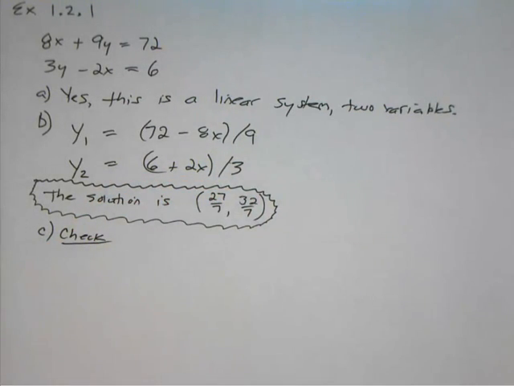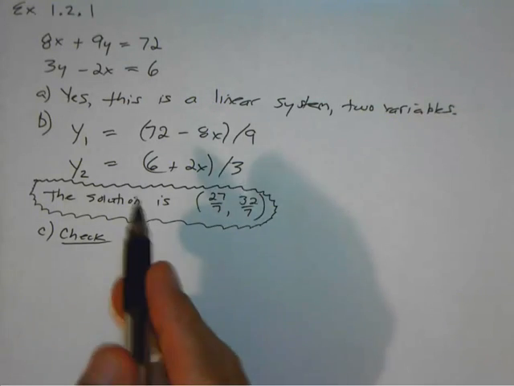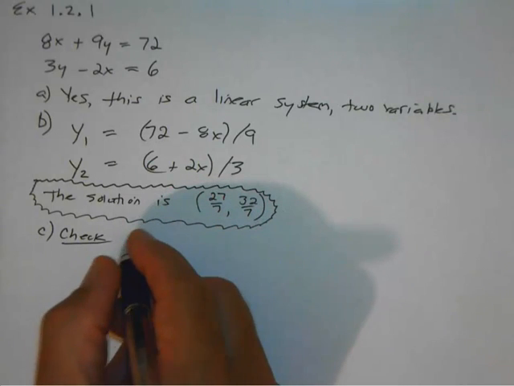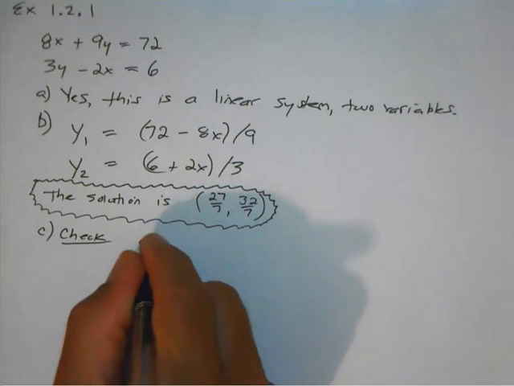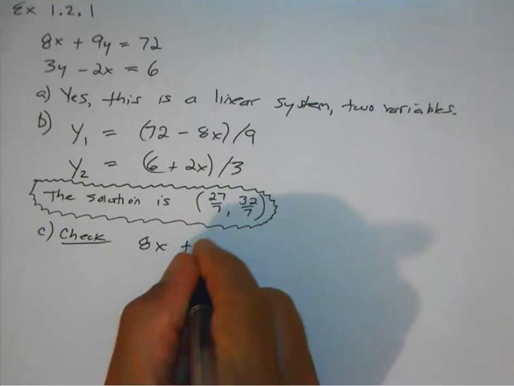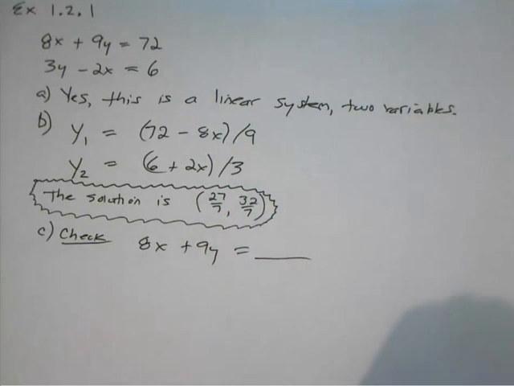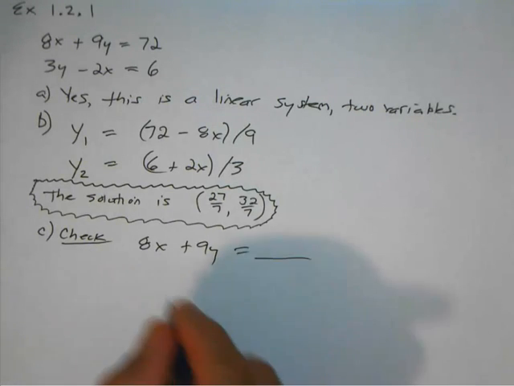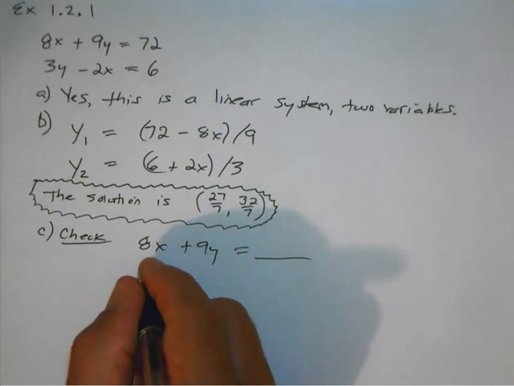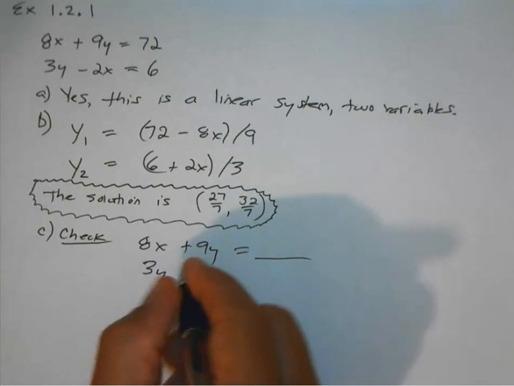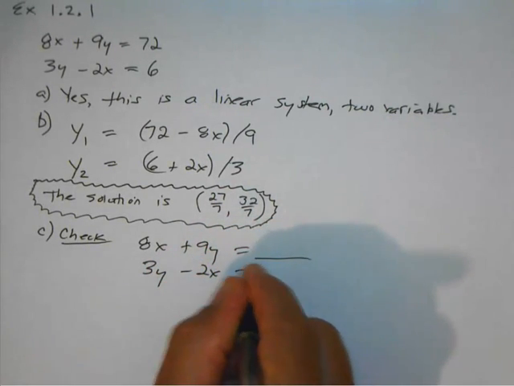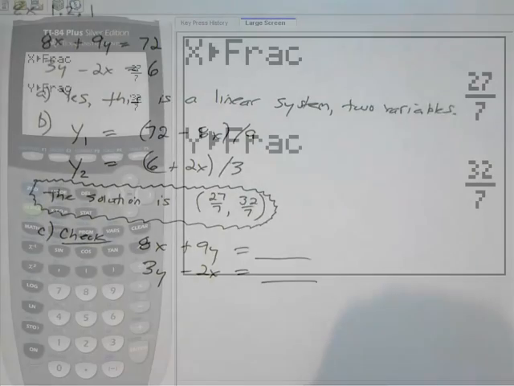For a situation like this, one of the most powerful checks you've got is using the original equations. Now, let's take the left-hand side of each of these original equations, and we'll have the calculator compute and see what it gets for the right-hand side. The second equation's left-hand side is 3y minus 2x. Let's see what the calculator says about that.